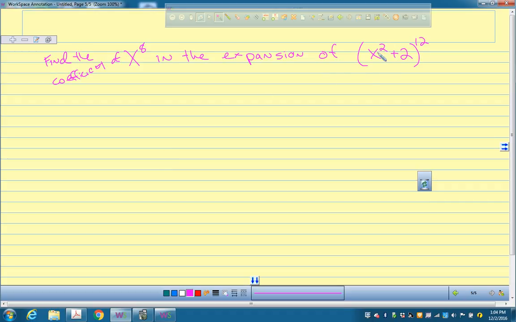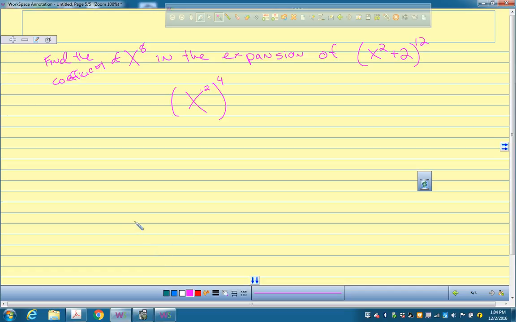So this is the way you can think about it. I think it's kind of not that bad. How do I get x to the eighth if I'm doing something to x squared? What power do I need? To the fourth power, right? Because I'm doing something to this x squared. If I raise x squared to the 4th power, I'm going to get x to the 8th.